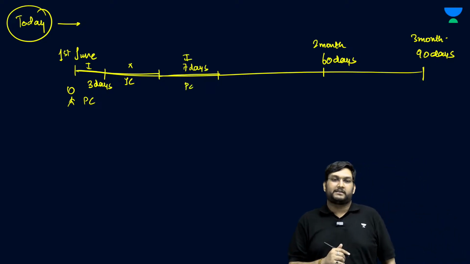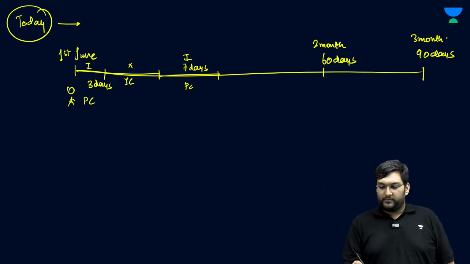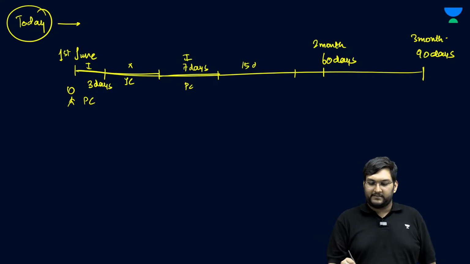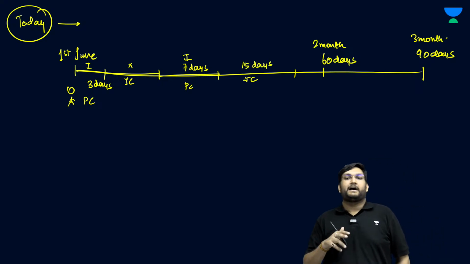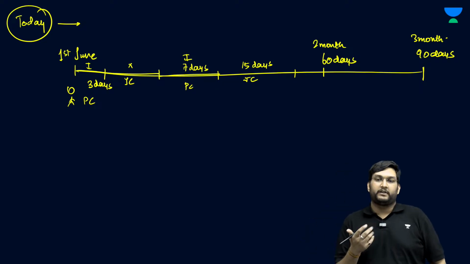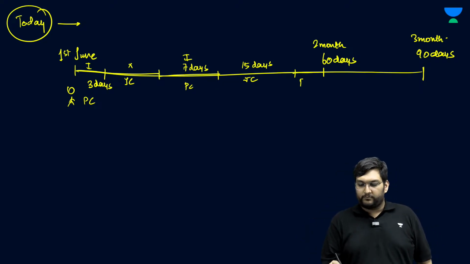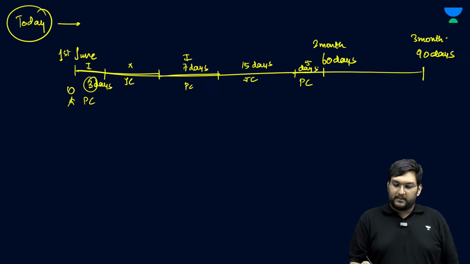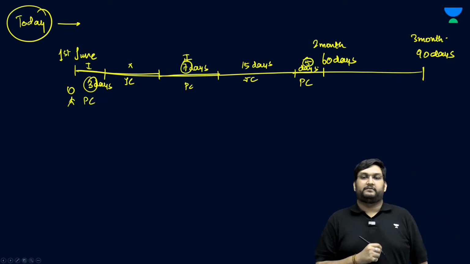Then they say, our work is done. Now let him be in jail for the next 15 days, which is in judicial custody. But I need another 5 days to investigate. So I will take him out from judicial custody and put him into police custody using my 15 days like this, 3 plus 7 plus 5.